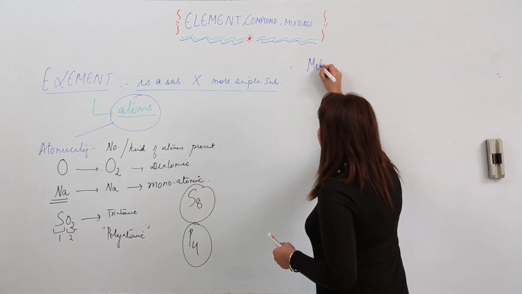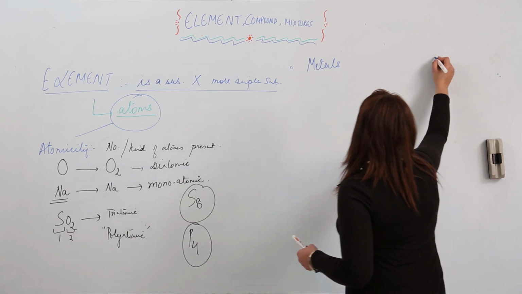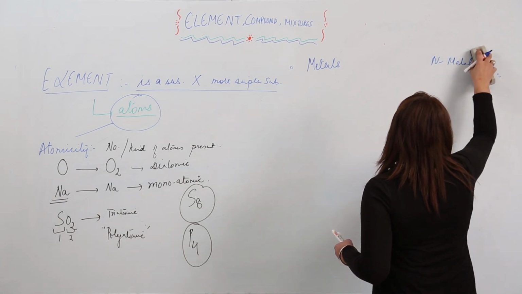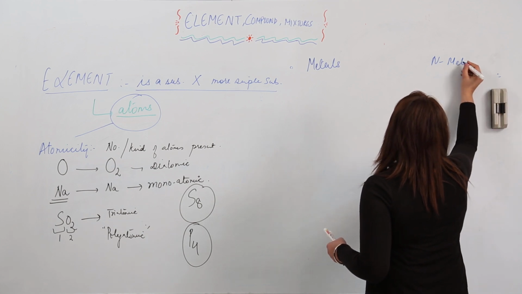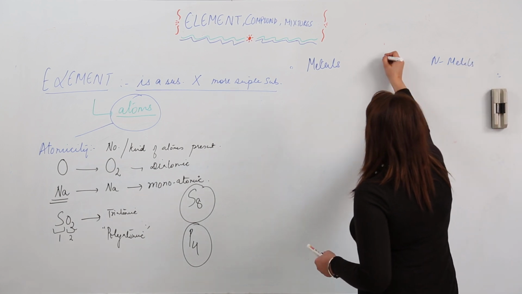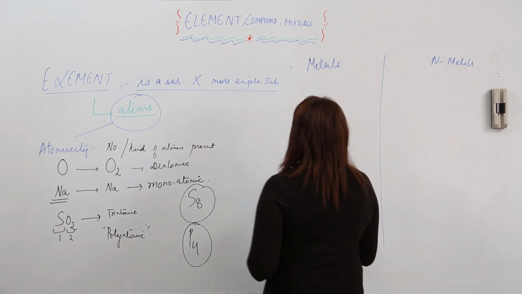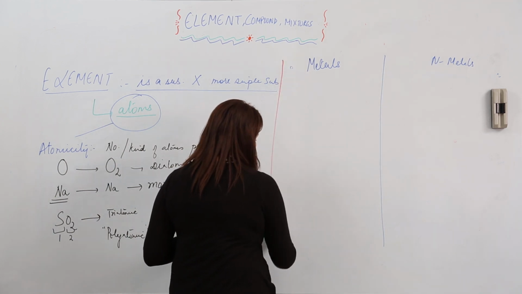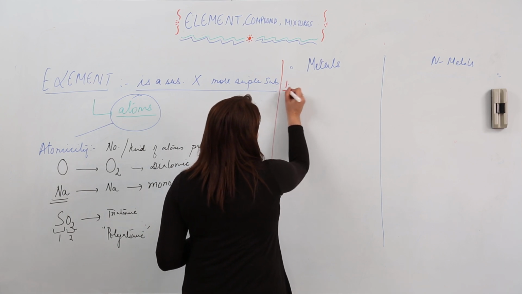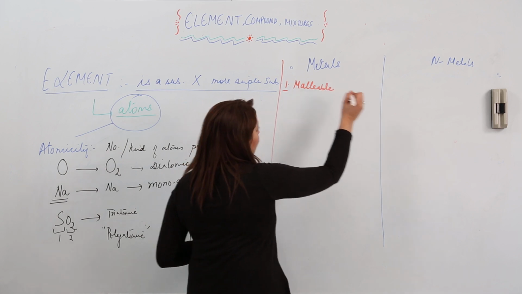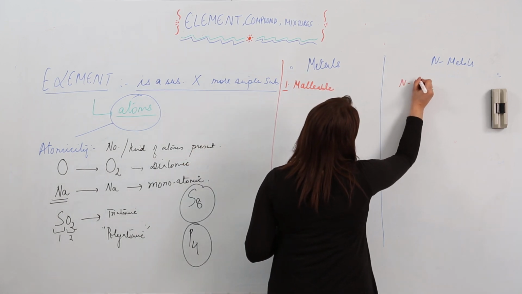I am just considering the metals and the non-metals first. We will be taking metalloids and the noble gases after we do this difference in the characteristics of metals and non-metals, right? So metals are actually malleable. Non-metals are non-malleable.